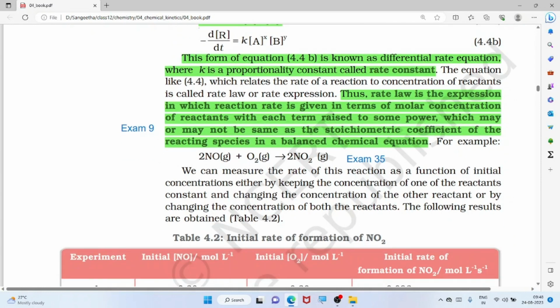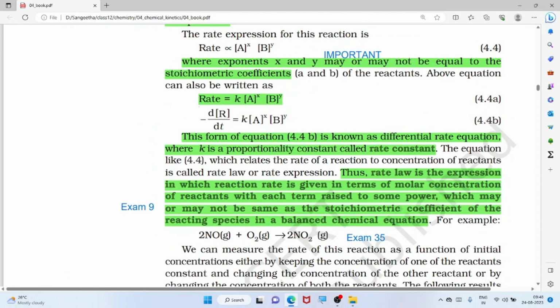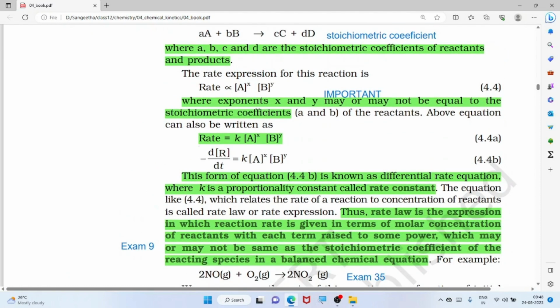The rate law is the expression in which the reaction rate is given in terms of the molar concentration of the reactants. This is the concentration of the reactants with each term raised to some power. This is the power which may not be the same as the stoichiometric coefficient. This power may not be the same as these a, b, c, d coefficients.